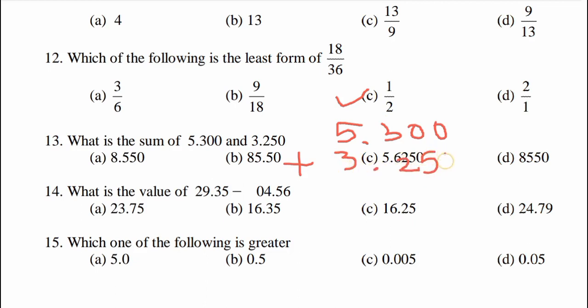You have to put this decimal below this first decimal. In this way you have to write the numbers first, otherwise you will get the wrong answer. And here we do the addition of the same, and the answer is 8.550, and it is given in option A.